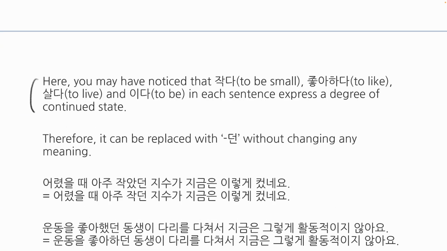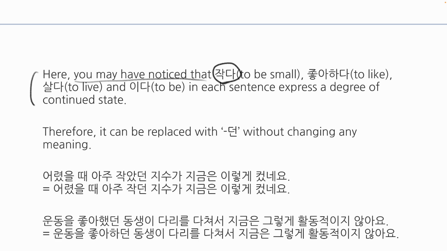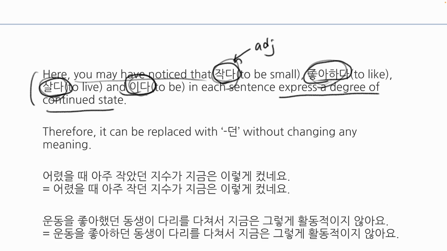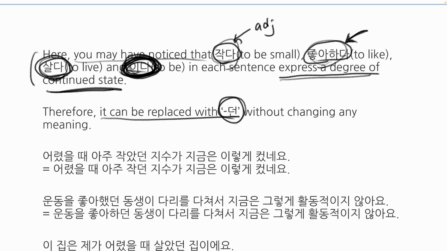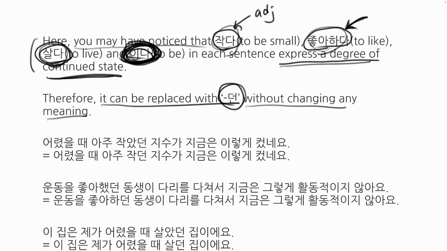And in all of these sentences, you may have noticed that these verbs or adjectives express a degree of continued state. Since 작다 is an adjective, it's inevitably continuous. It has an inevitably continuous nature in it. And 좋아하다, if you like something, you like it for a continued period of time, just like 살다, and also what you are, what one is, right? So they express a degree of continuous state, meaning they can also be replaced with 던 without changing any meaning, right? Because we learned that 던 has a meaning of an action or state that happened continuously, on a regular basis.